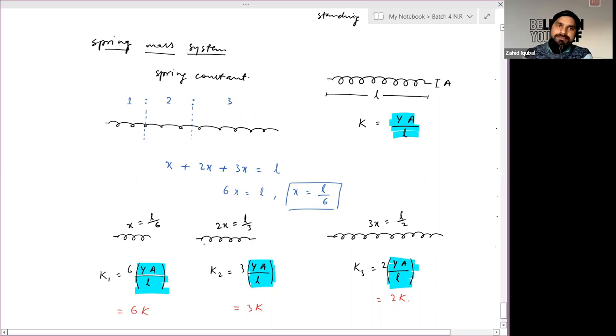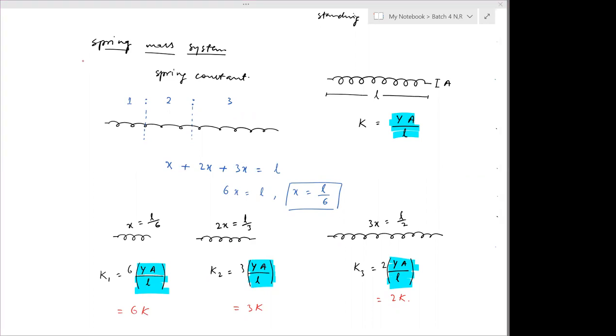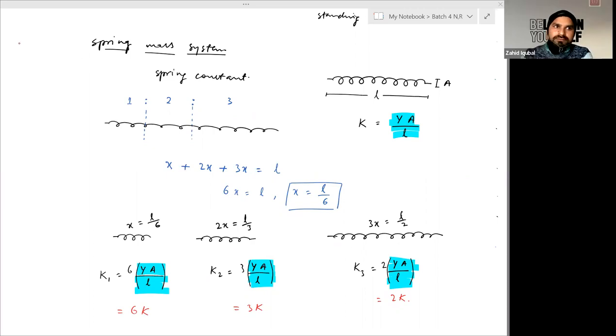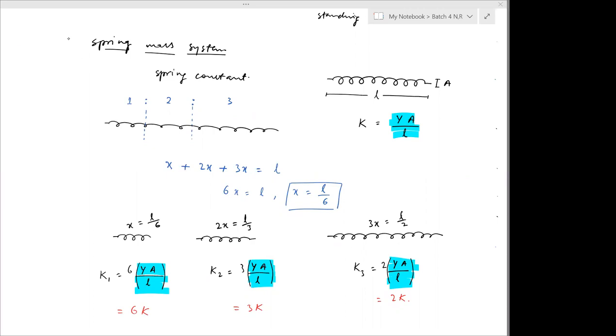Krishna, is it clear? So how did you relate at the first, like K1 is equal to 6 into YA by L?